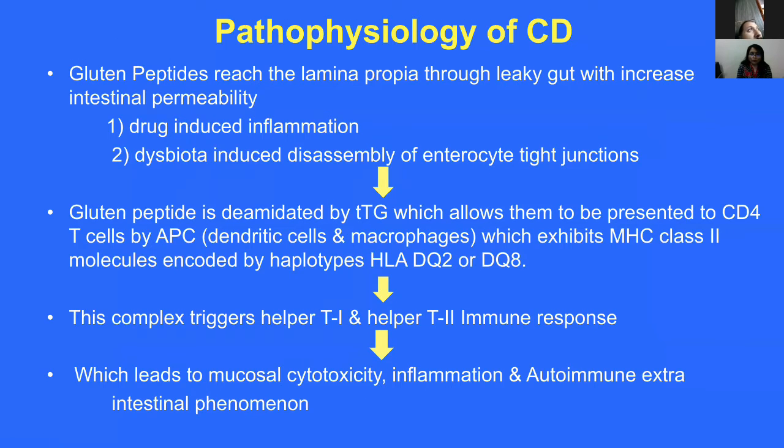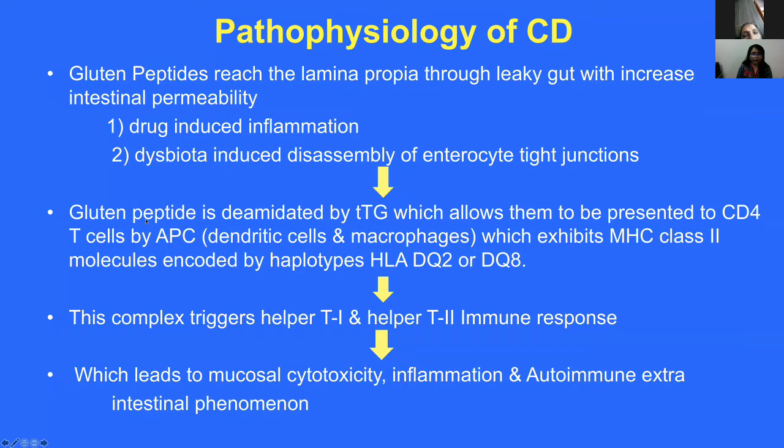How is celiac disease induced by the presence of gluten? This is very important to understand. The gluten peptides reach the lamina propria of the small intestine through the leaky gut. The mucosal tight junctions become leaky because of increased intestinal permeability. How does this permeability increase? Either due to some drugs or some bacterial dysbiosis, which induces disassembly of enterocyte tight junctions. So the first step in celiac disease is a loss of tightness of the enterocyte tight junction.